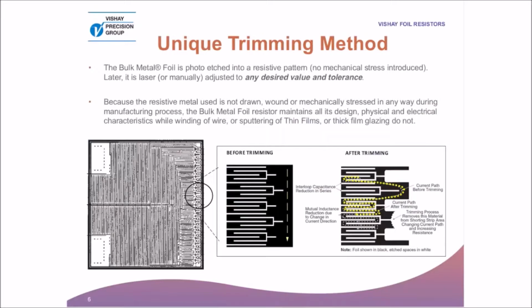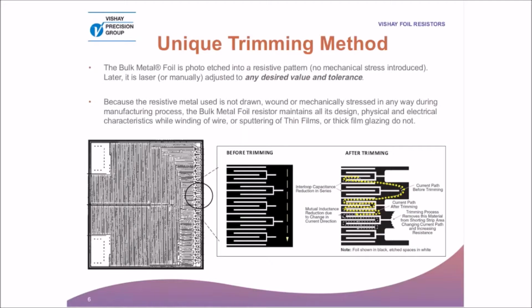Here we see an explanation about the unique trimming method that we use to attain the value required. On the left-hand side, you see a top-down view of a typical foil resistor element. Once the foil is bonded to the substrate, it is photo-etched to produce the resistive pattern, which you can see. In addition, trimming tabs, in this case on the right-hand side, and shown in zoomed-in detail in the diagram on the right, are also part of the resistor pattern.